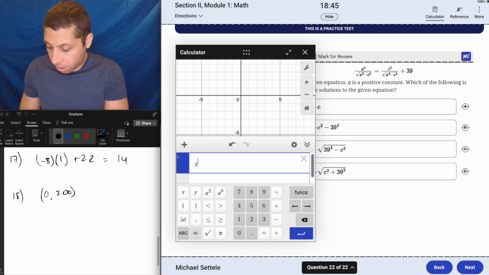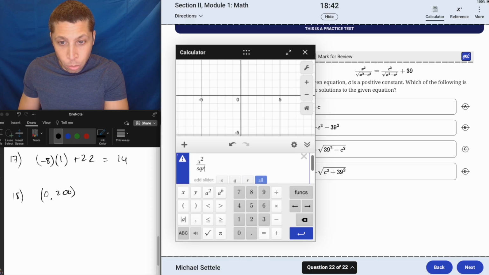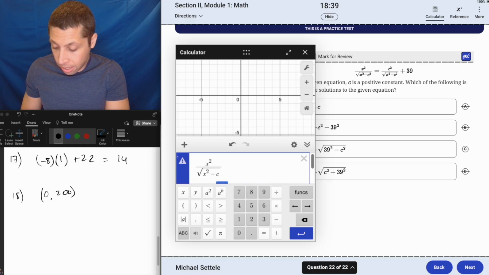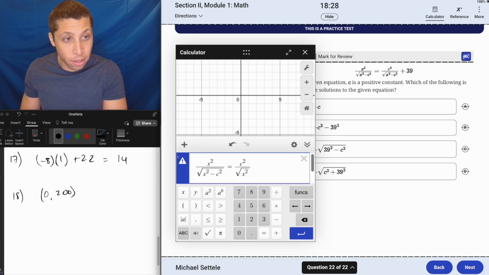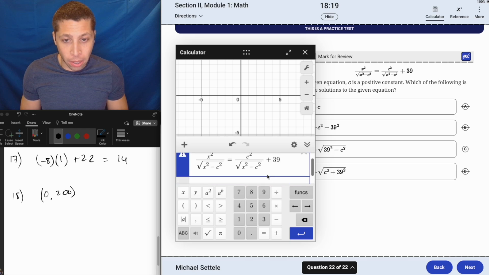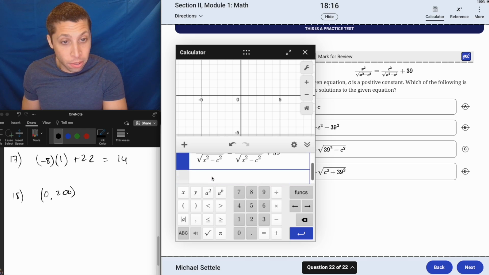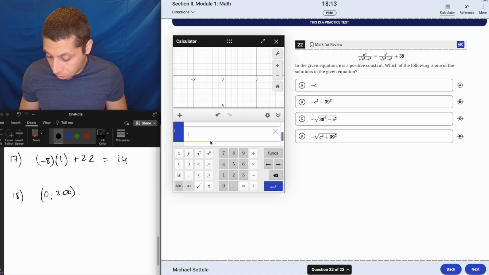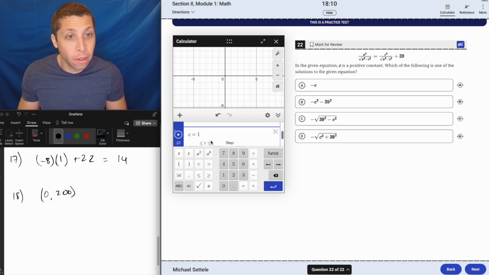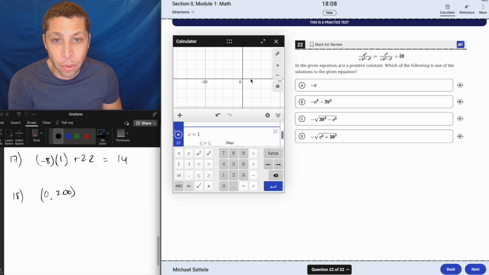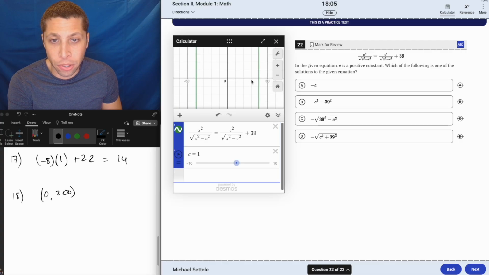Okay, so x squared divided by square root of x squared minus c squared equals c squared divided by square root of x squared minus c squared plus 39. Okay, obviously there's a problem, right? So we just need to add a slider for c. So let's zoom out a little bit, get a little bit more space. So c equals, let's just do 1. It's a positive constant, let's do 1. So what do we get when we do that? All right, we get some numbers here.